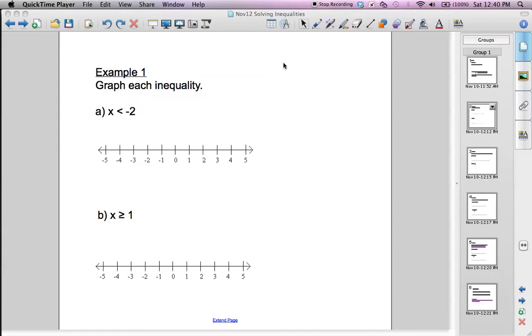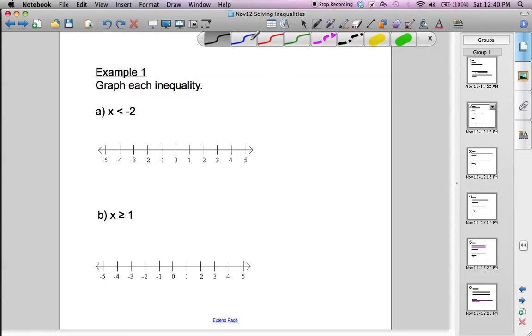Hello, this is Mr. Collier, and today we're solving some inequalities. Firstly, we're going to graph a few inequalities. So here we have x is less than negative 2.